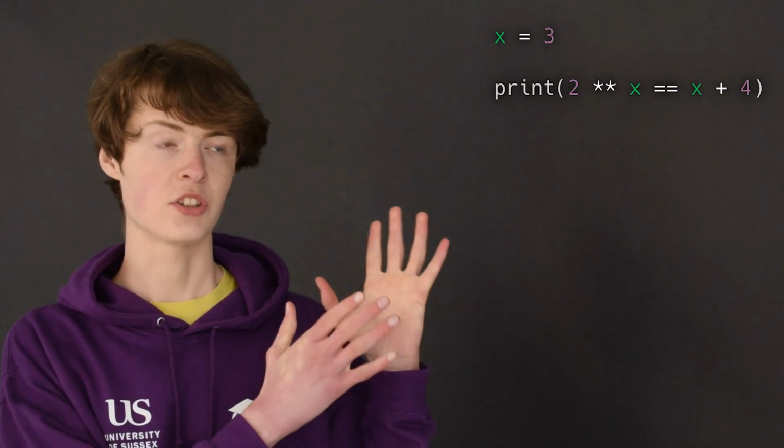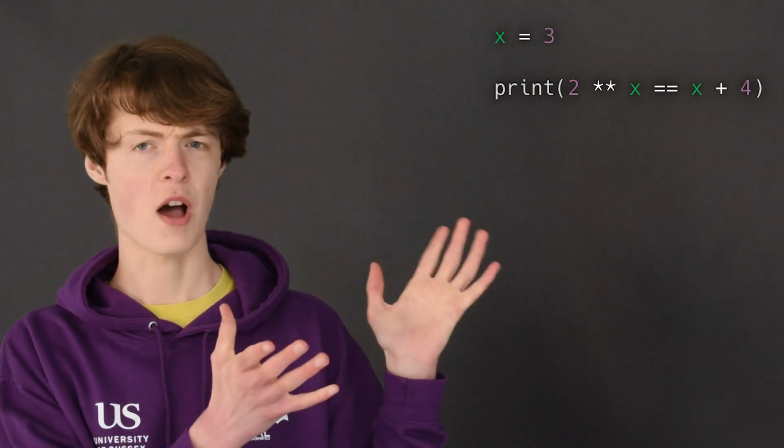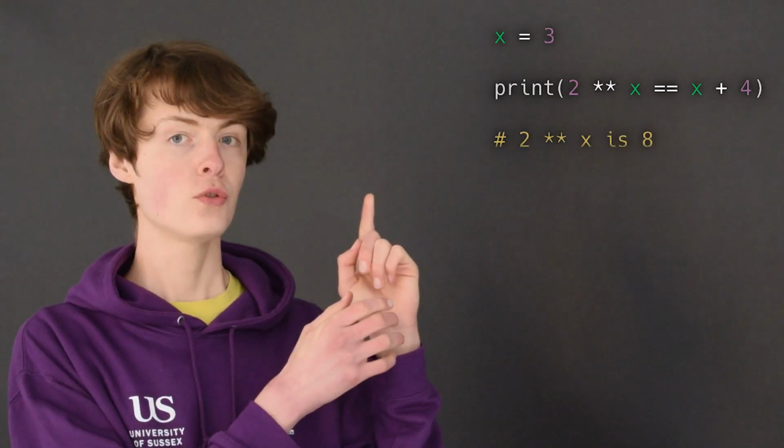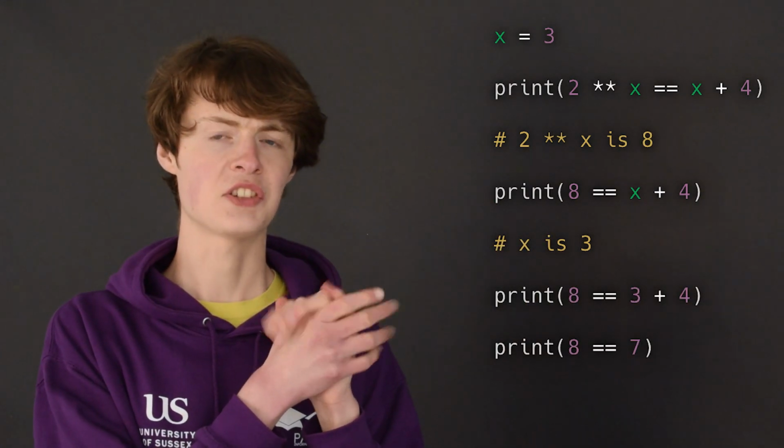This time we have an expression on both sides rather than a definite value. We also have a variable x, but it works the exact same way. Remembering that x is 3, 2 to the power of x is 8, and x plus 4 is 7. So what we're really asking is, does 8 equal 7? 8 and 7 are different numbers, so this expression is false.